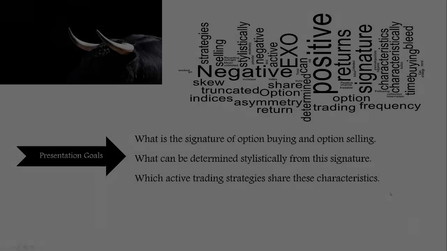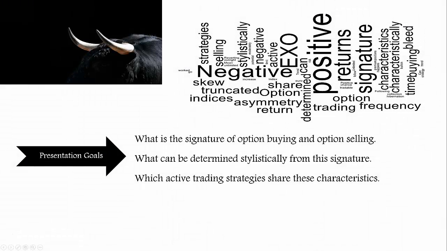In this presentation, I'm going to go over three main concepts. First of all, what is the signature of option buying and what's the signature of option selling? What can be determined stylistically from these signatures? And then lastly, which active trading strategies share these characteristics?